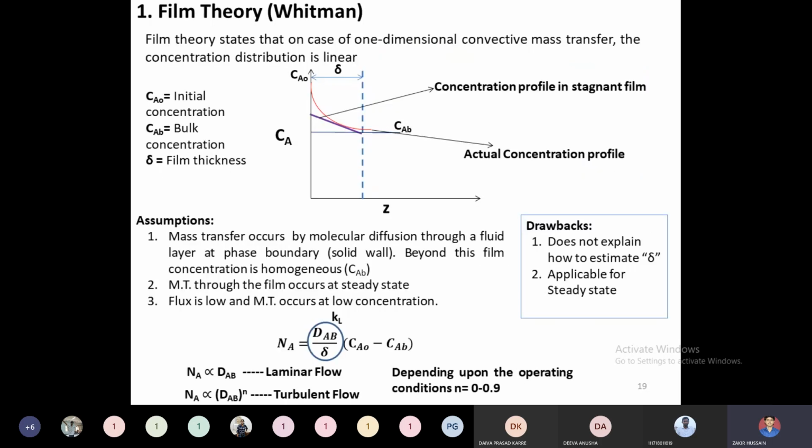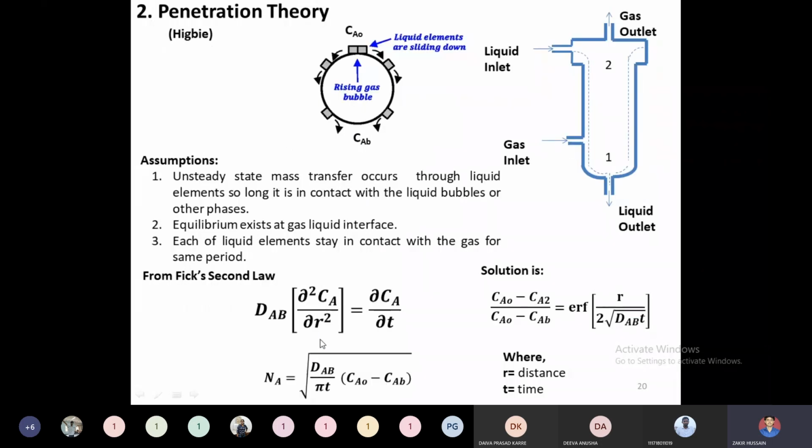In film theory, since it is one dimensional and steady state, you have to consider the equation N_A is equal to J_A and then derive this one. For this unsteady state equation, you can directly state the equation, and the solution for this equation is this one. Otherwise, if somebody is interested in knowing the solution of this equation, you can ask me anytime. I will show you how to derive it. Before that, refer to error functions from the mathematics course, then I can easily solve this equation.